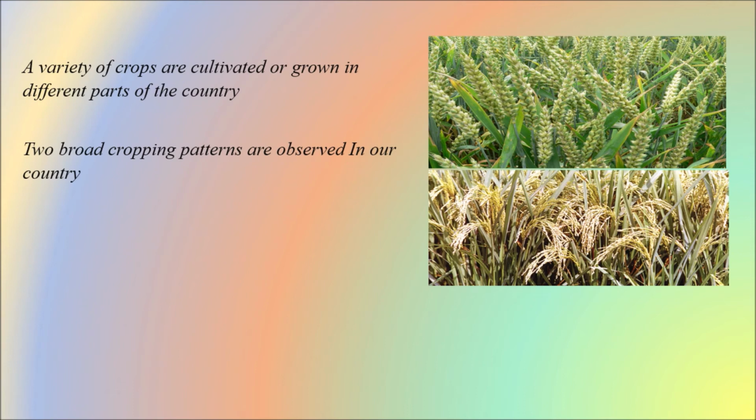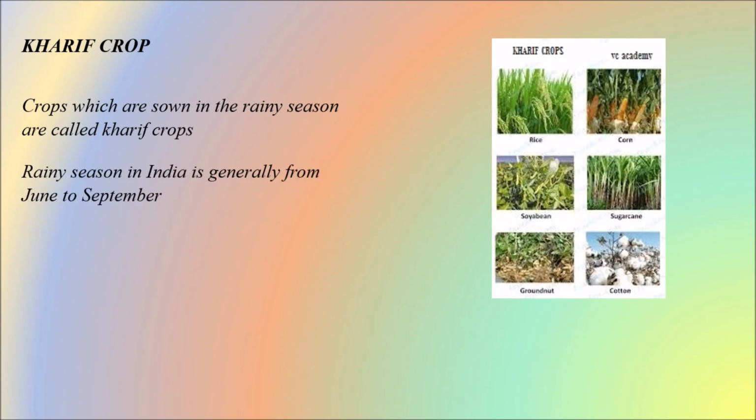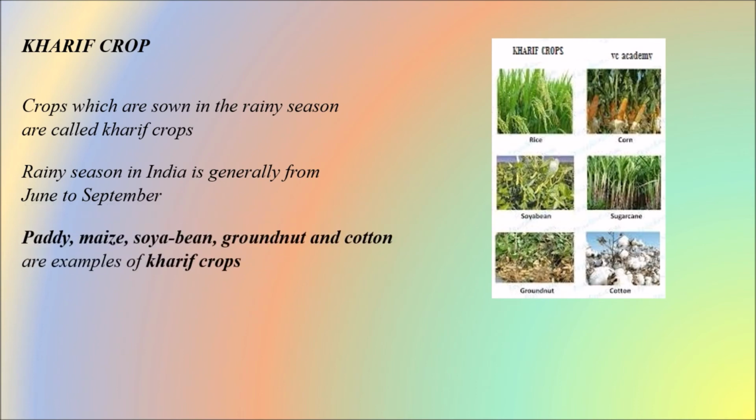Majorly we can say that there are two different crop patterns observed in our country. They are Kharif and Rabi. So what is Kharif and what is Rabi, we will see. Crops which are sown in the rainy season are called Kharif crops. So Kharif deals with rainy season crops. The rainy season in India is generally from June to September, and the crops grown in this season are considered Kharif crops. Examples of Kharif crops: paddy, maize, soybean, groundnut and cotton. These are a few examples of Kharif crops.